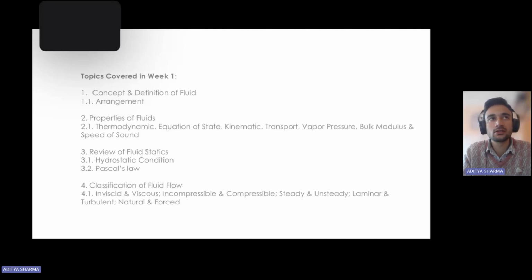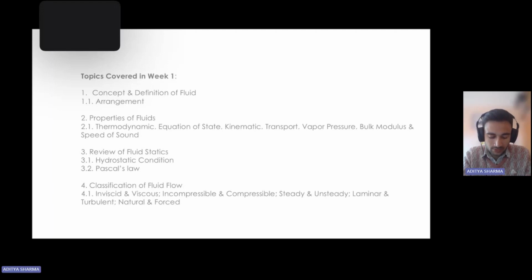So in this topic, we saw how fluids as state of matter, how do they differ from solids? All right, the arrangement of molecules in the case of fluids with respect to solids. So how do they differ? All right. So arrangements we discussed in lecture one. Then came the second topic, which was properties of fluids. So how do we define fluids in terms of their properties? So we saw that in lecture one, right?